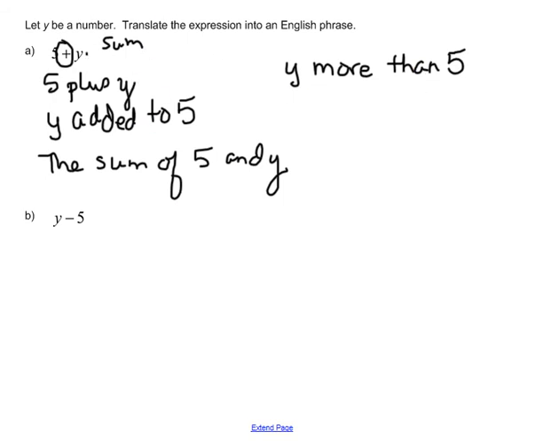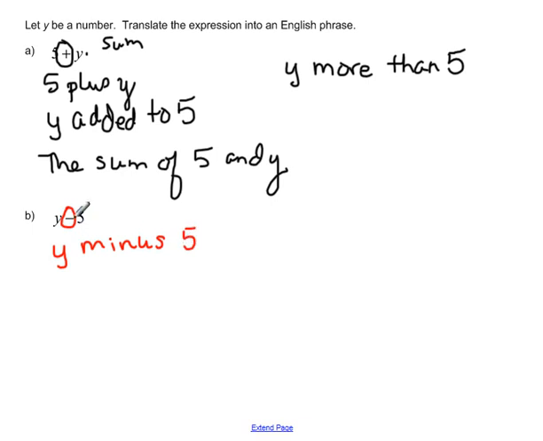Now in our second problem, where we've got subtraction, we have to be a little bit careful, because the order of subtraction makes a whole lot of difference. Unlike with addition, where the order doesn't matter, with subtraction it certainly matters. So when I look at this problem, I would probably just say y minus 5. So that would certainly be one way that we could do it, y minus 5.